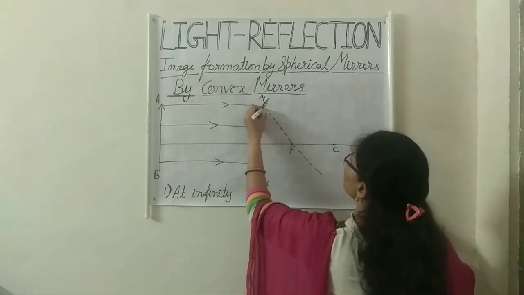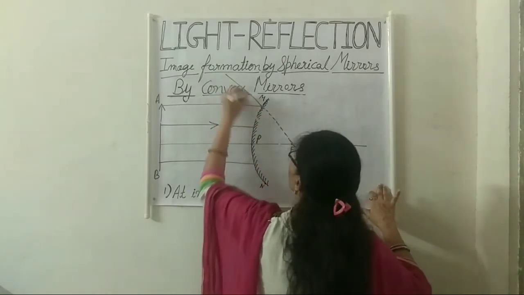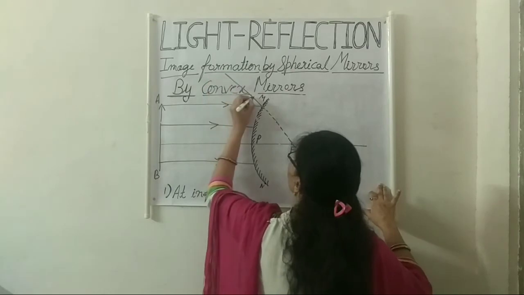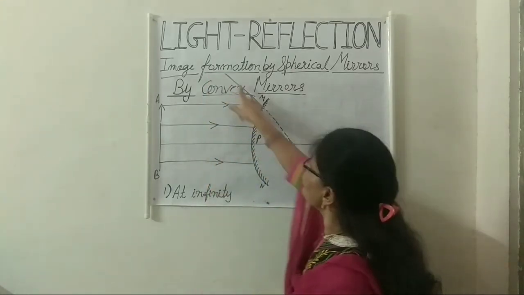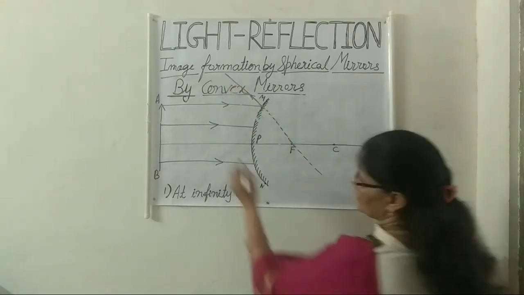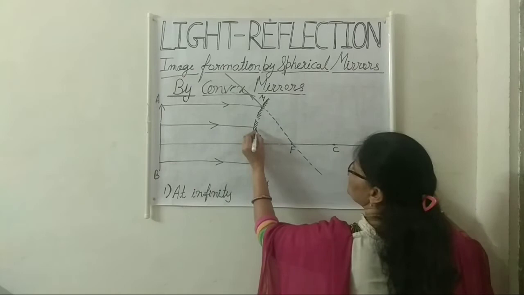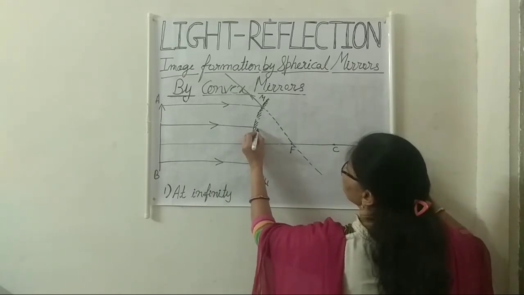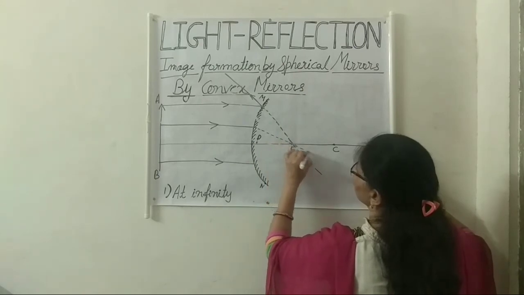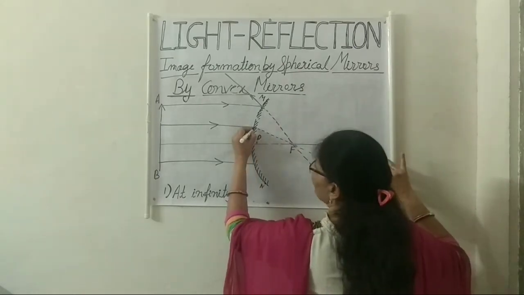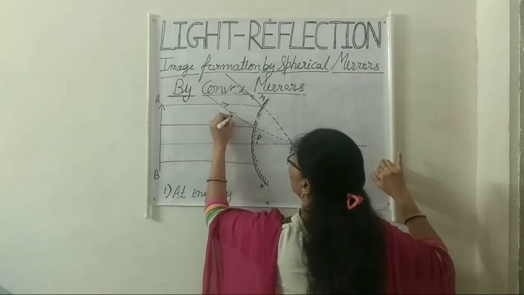So from here, we have to draw a reflected ray like this, and the arrow should be here. This is our incident ray and this is our reflected ray. Another parallel incident ray is this. It will also pass through the principal focus. We have to draw dotted lines, and from here at the point of incidence, the reflected ray will go like this. This is the reflected ray.